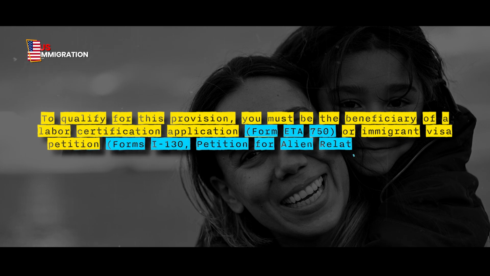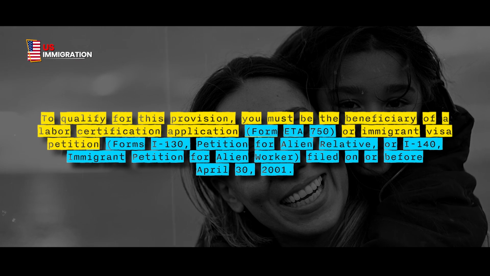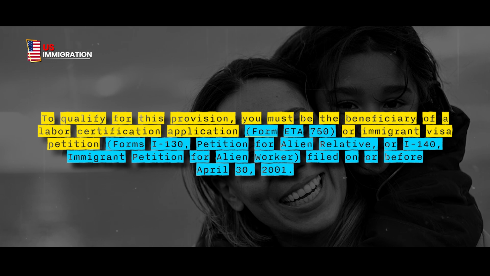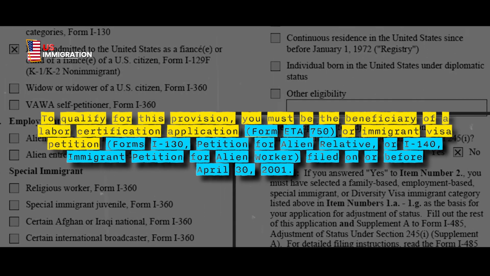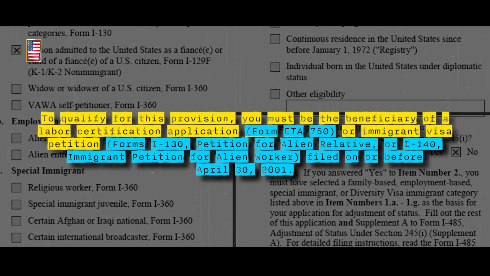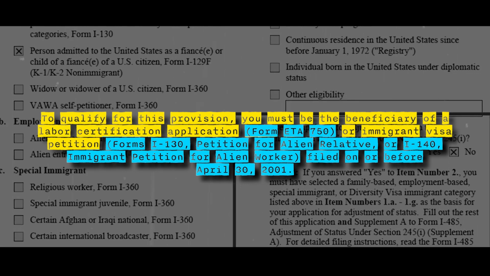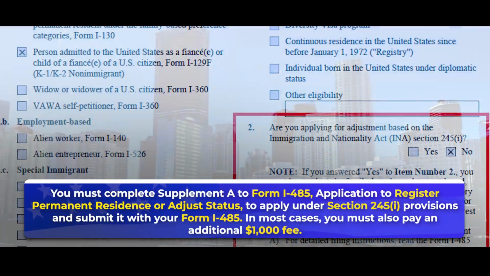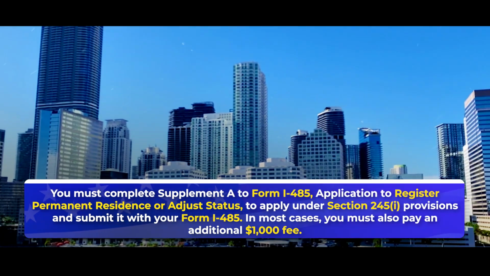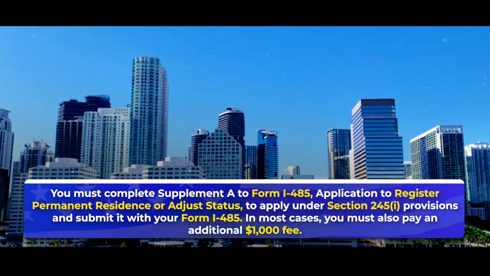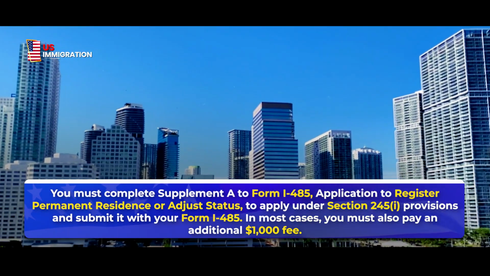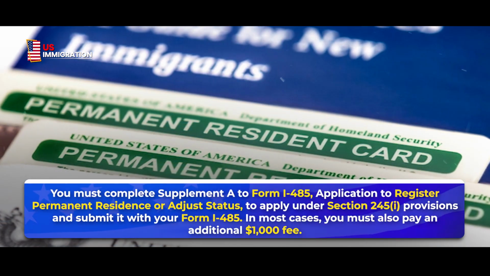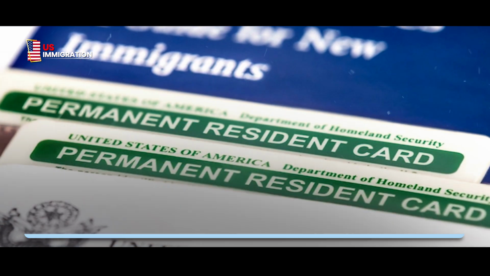To qualify for this provision, you must be the beneficiary of a Labor Certification Application Form ETA-750, or Immigrant Visa Petition Forms I-130, Petition for Alien Relative, or I-140, Immigrant Petition for Alien Worker, filed on or before April 30, 2001. You must complete Supplement A to Form I-485, Application to Register Permanent Residence or Adjust Status, to apply under Section 245(i) provisions and submit it with your Form I-485. In most cases, you must also pay an additional $1,000 fee.